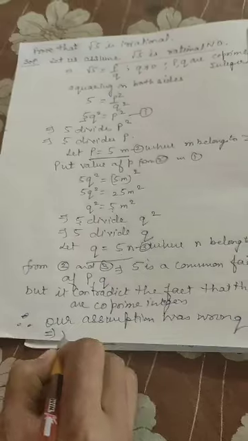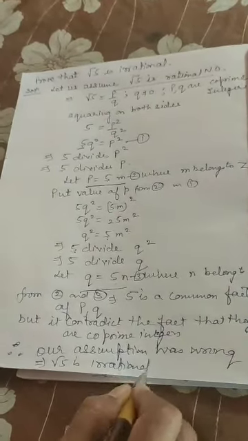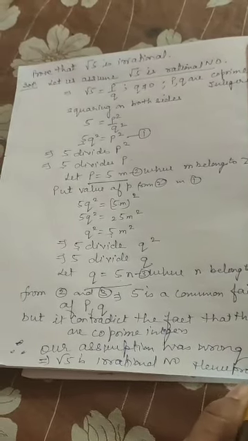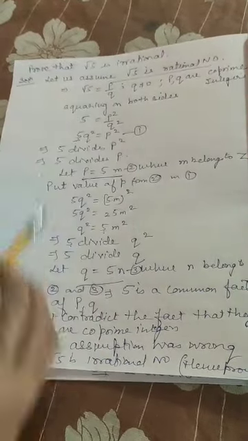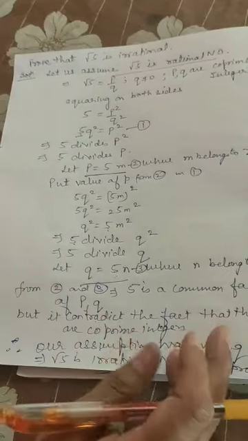This implies root 5 is an irrational number. So hence proved. So, understood the contradiction method? We will assume, but we find there is a contradiction in our assumption. It means the other way it is true. Now let's see another question.